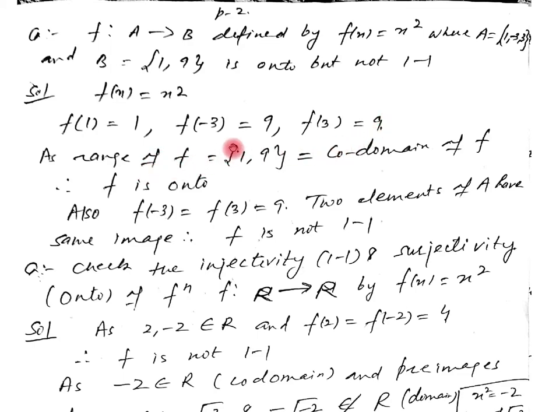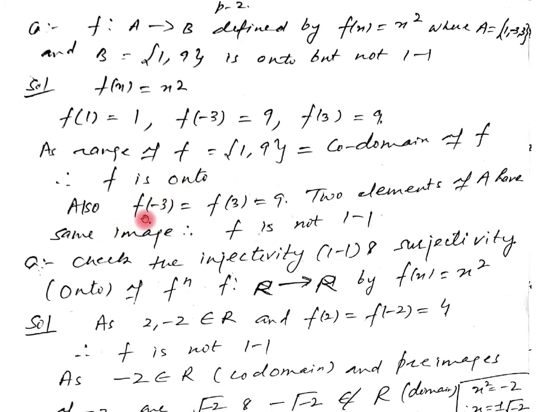Now the range of the function is 1, 9. Therefore, the range of the function is equal to the codomain of the function. So clearly we can say f is an onto function. Similarly, f of minus 3 and f of 3 equal to 9. It means two different elements from the domain have the same image. So the two elements of A have the same image, so the function is not 1-1.